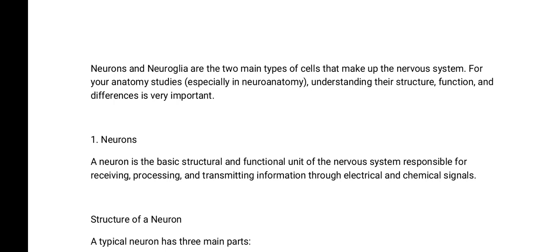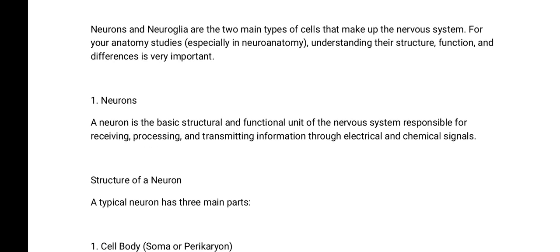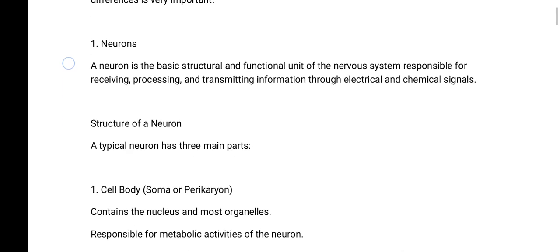Now, what is a neuron? A neuron is the basic structural and functional unit of the nervous system responsible for receiving, processing, and transmitting information through electrical and chemical signals. So the basic structural and functional unit of the nervous system is the neuron, just like I mentioned in the last class. And what are the structures of a neuron?